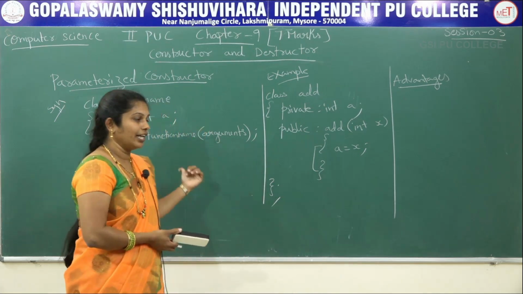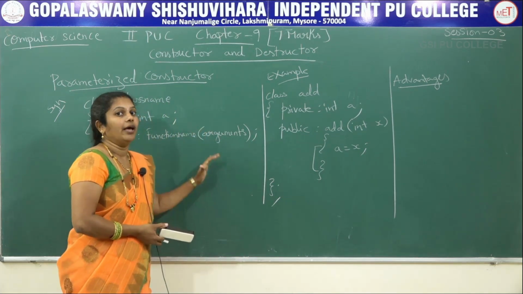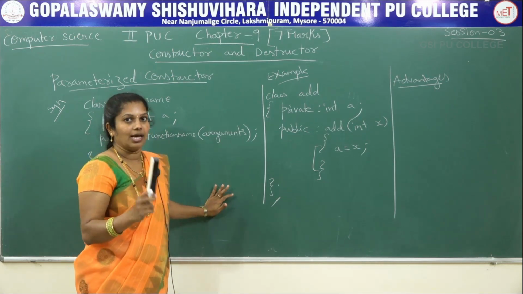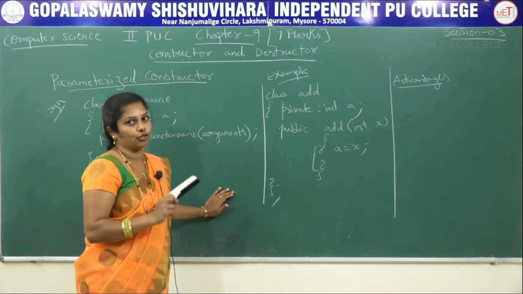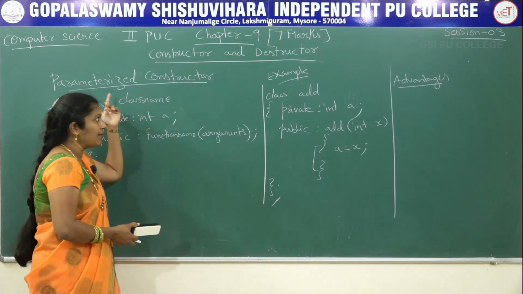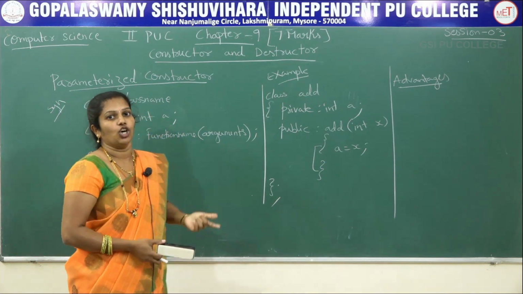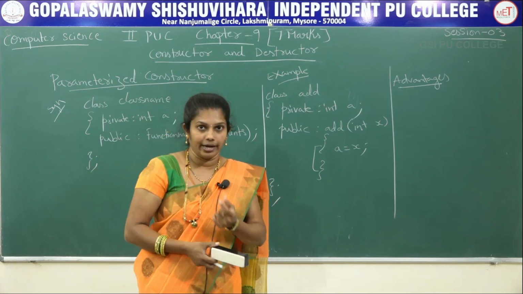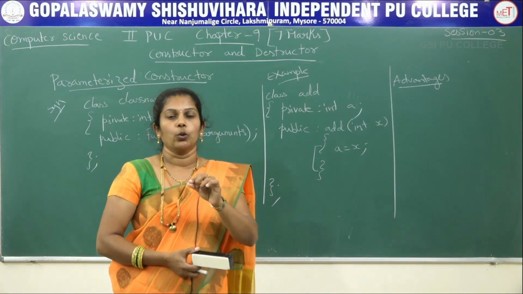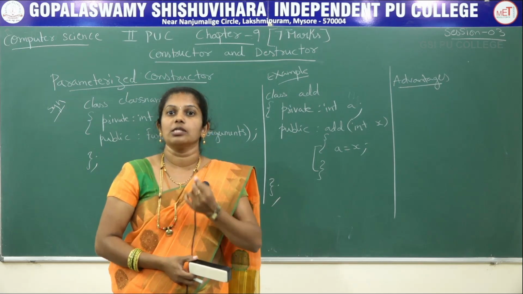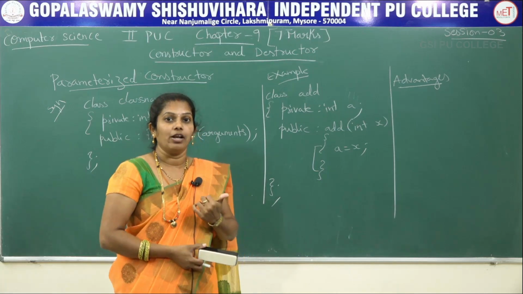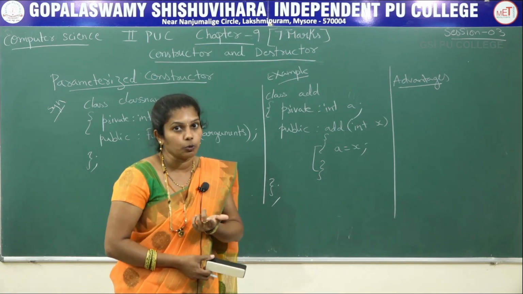In default constructor, all the objects of a class are initialized by the same set of values. Whereas in parameterized constructor, for each object we are able to give different sets of values. That means for each and every object we can give different values.